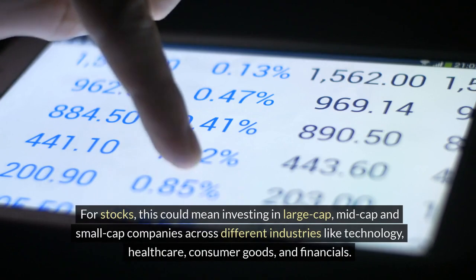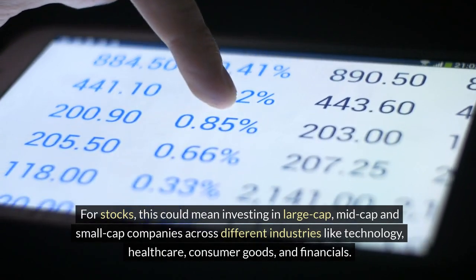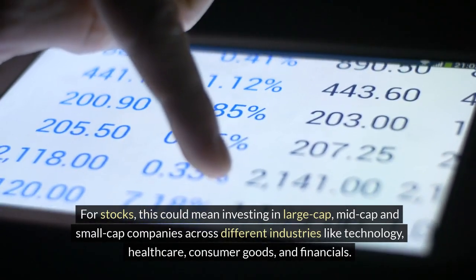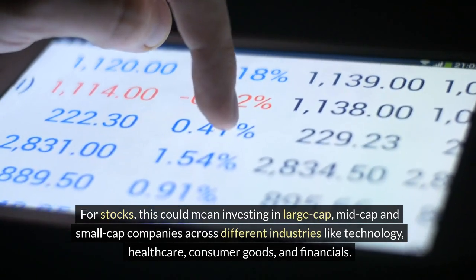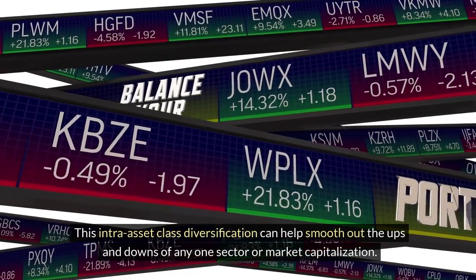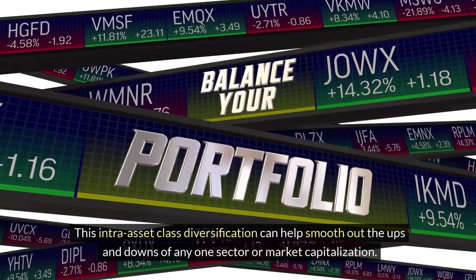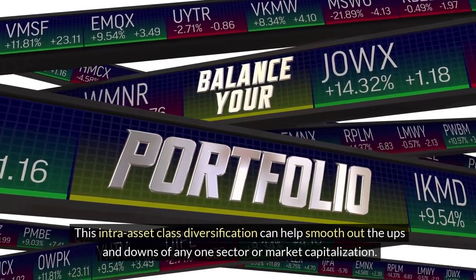For stocks, this could mean investing in large cap, mid cap, and small cap companies across different industries like technology, healthcare, consumer goods, and financials. This intra-asset class diversification can help smooth out the ups and downs of any one sector or market capitalization.